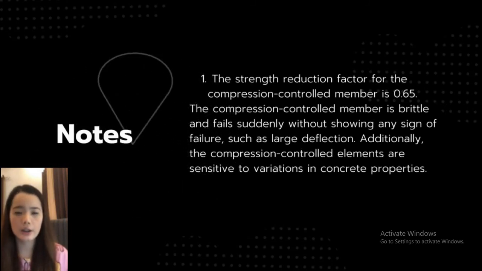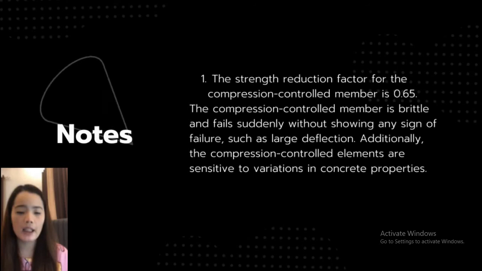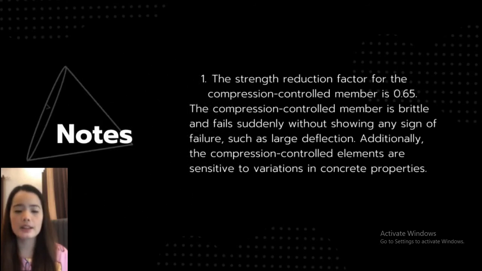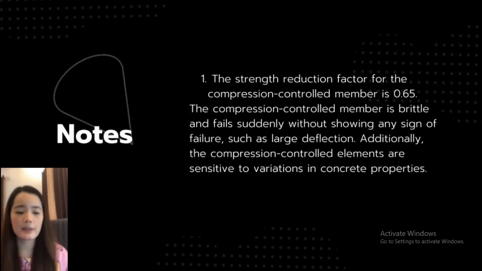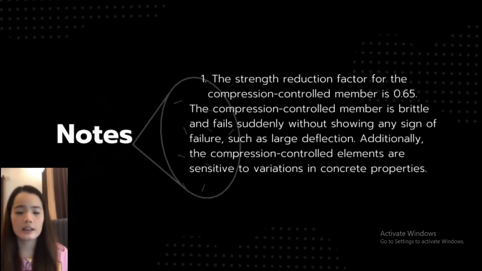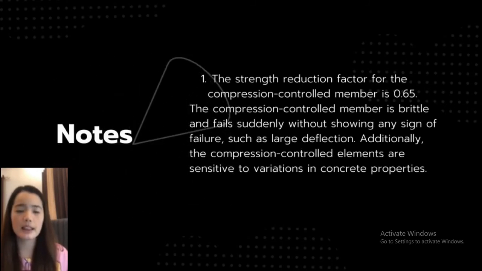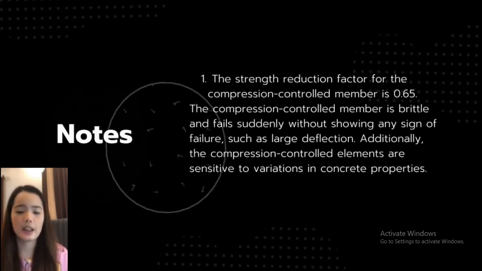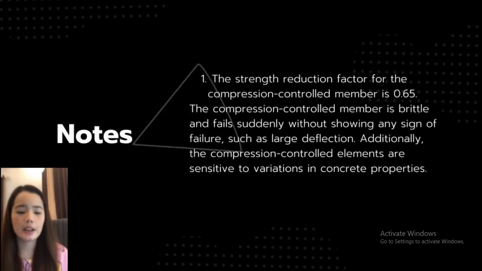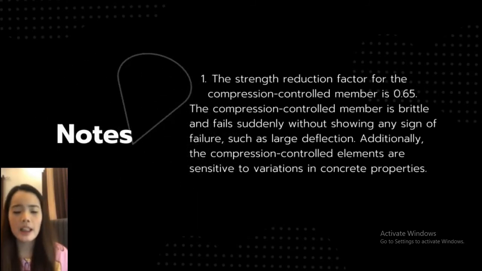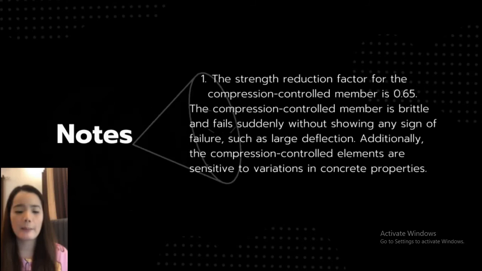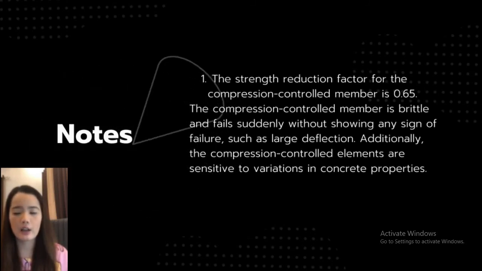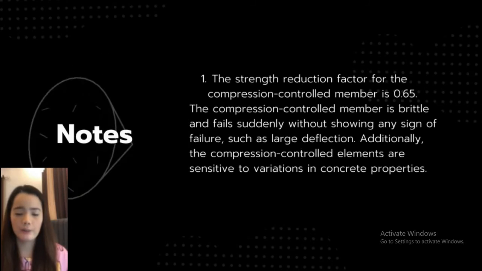See, compression control section is equal to phi equal 0.65 because the section is brittle. What is brittle? Brittle is a property of metal which states that they do not deform under load but suddenly break. These brittle materials absorb less energy from their breakage or fracture, even when the materials have high strength. Si brittle is nagpe-fail siya ng walang sign or warning. Bigla-bigla na lang siyang masisira. Dito nagkakaroon ng large deflection.